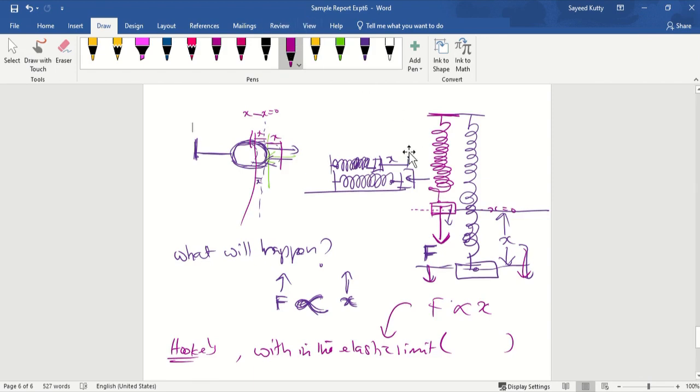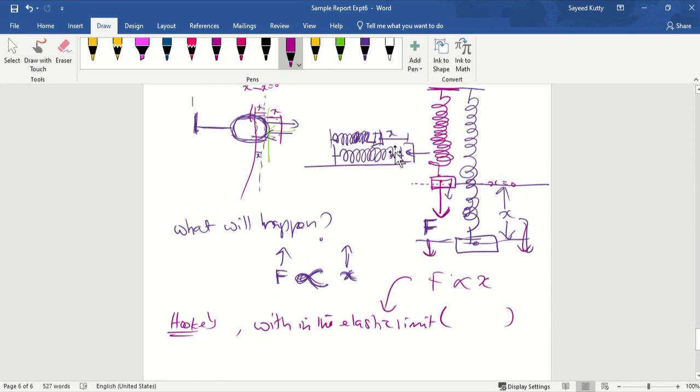And one more thing, what is F here? In fact, the moment I apply force, there is a force developed in the spring. The force that you are applying is called the deforming force. Why do we call it the deforming force? Because I apply a force to this spring and the spring's shape is changed, so it is deformed. So that's what we call the deforming force.